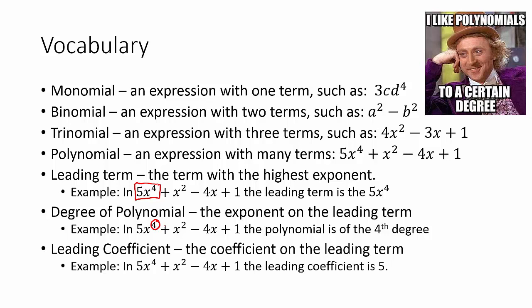All right, leading coefficient then. That would be the coefficient on the leading term. Coefficient's the number in front of the leading term. So here in 5x to the 4th plus x squared minus 4x plus 1, the leading coefficient would be the 5 off of that leading term.